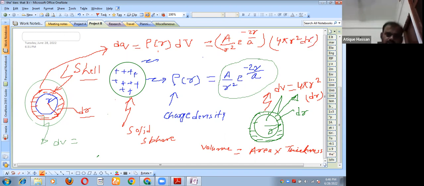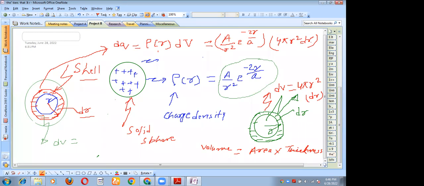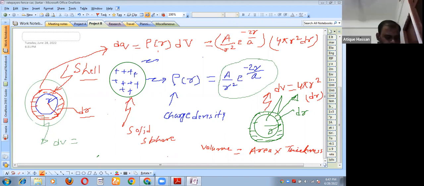Have both of you got this? How do we calculate dV? Any doubt? Where is the issue, Rifat? Where are you facing the issue? Can you tell? Okay. Yashika, you understood how we calculate dV?